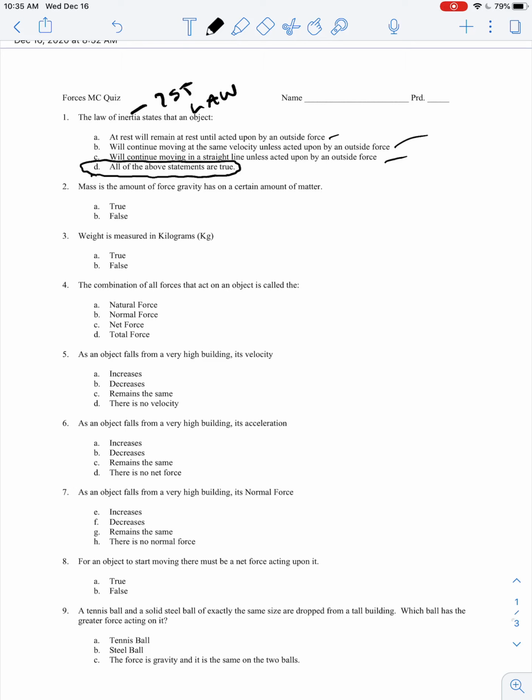Number 2: mass is the amount of force gravity has. No, force of gravity is not mass, that's weight. So that's false. Remember, matter or mass is the amount of stuff.